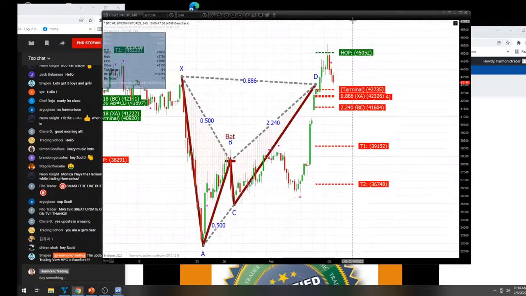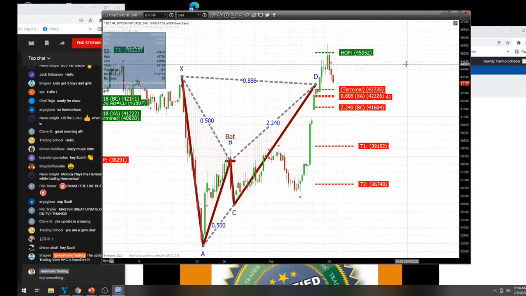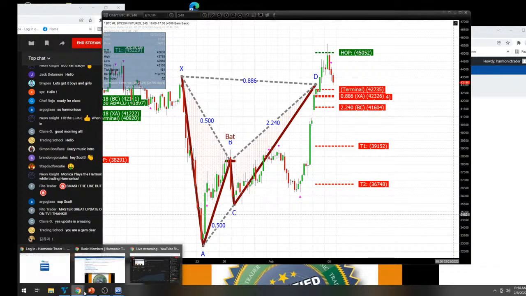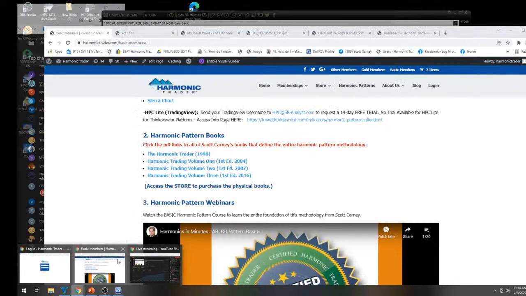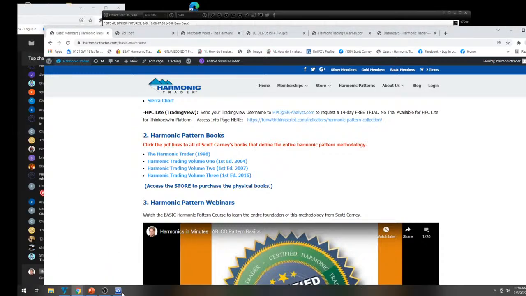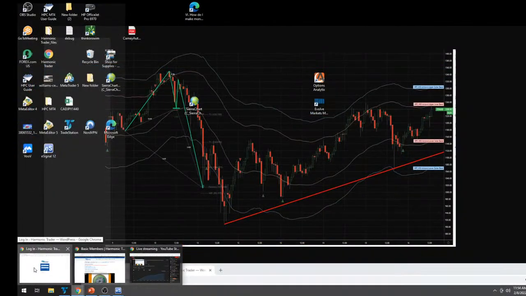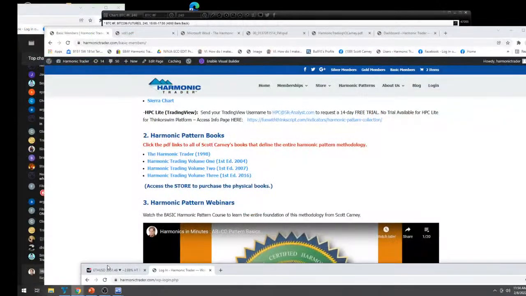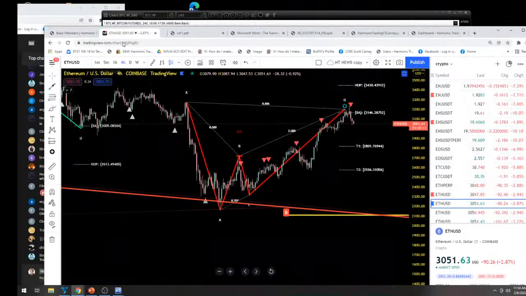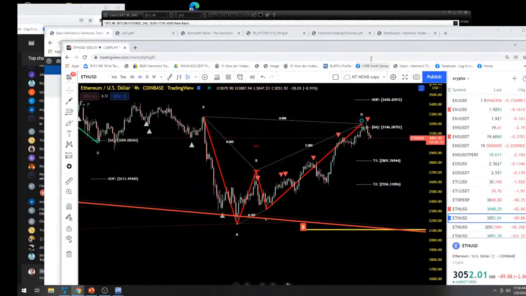We get patterns like this in Bitcoin, a bat pattern, whatever. Ethereum, just to give you a quick little tease on Ethereum. Where's Ethereum? Oh, I had that chart set up. Where's that Ethereum chart? Oh, here's the Ethereum chart. Sorry. Another bat pattern there.